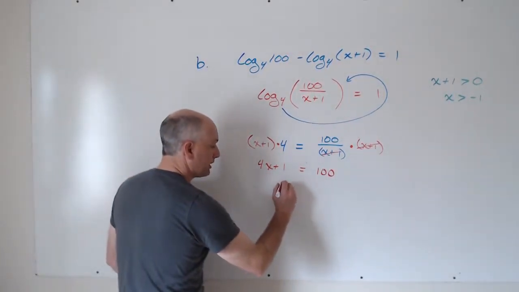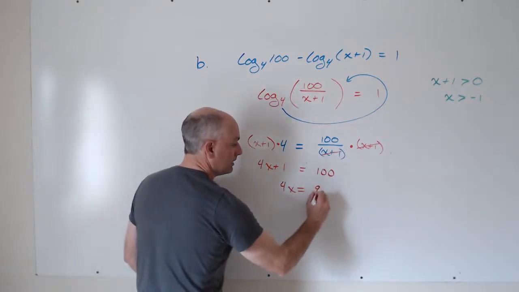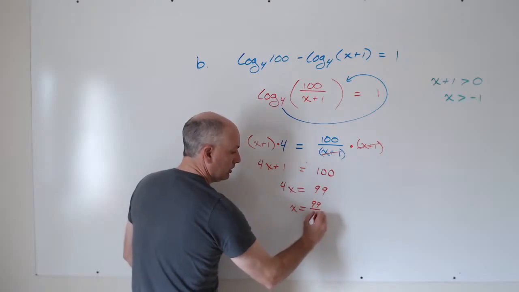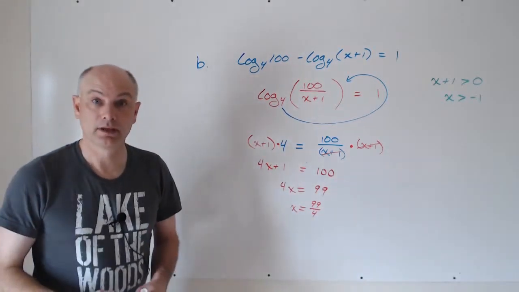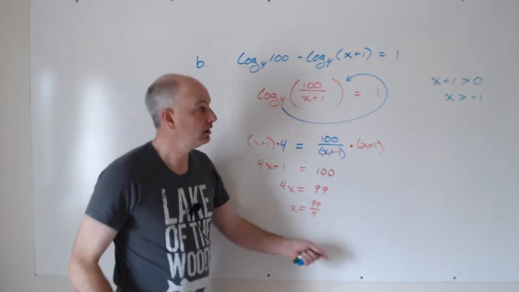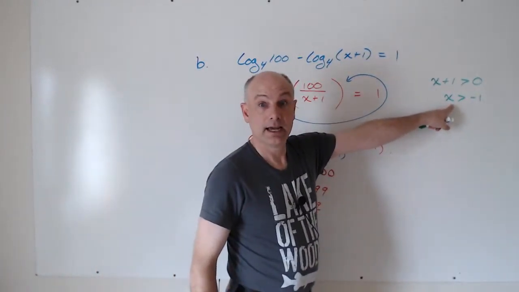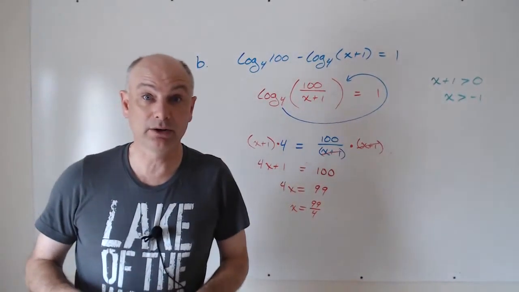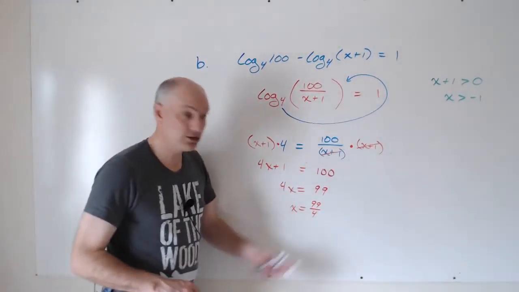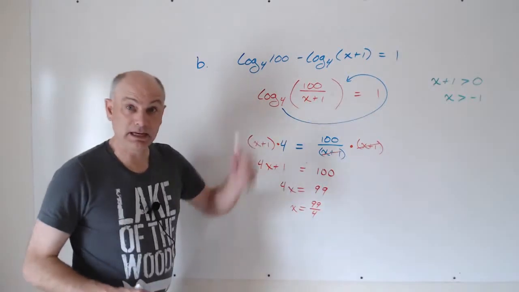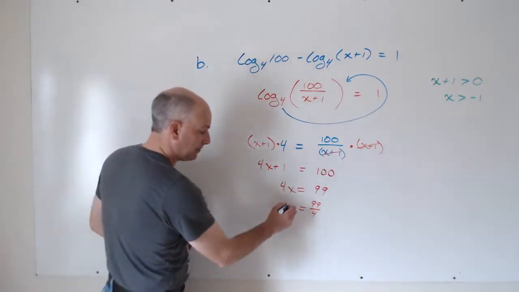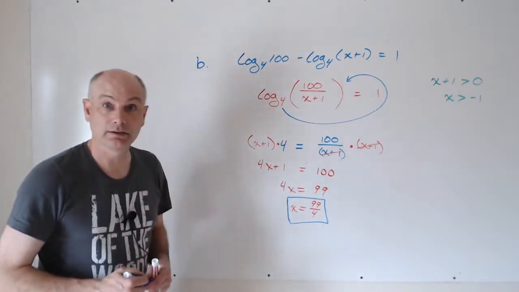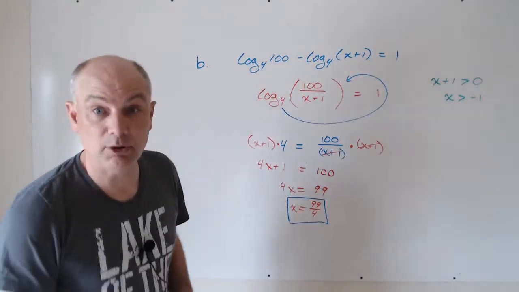Let's add or subtract 1. So 4x is equal to 99, and therefore x is equal to 99 over 4 upon the division. Does this fit our restriction? Absolutely it does. There's no doubt that 99 over 4 is definitely going to be bigger than negative 1. So this answer is reasonable to make it work. So we would be good right there. Okay, let's keep going.